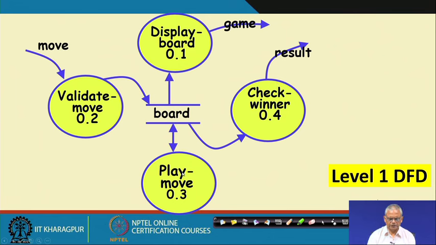But just remember that this is a data flow model, and therefore, we do not represent control aspects like which bubble will operate after which one. Those are not really important to our design. We are just identifying what are the sub functions of the play move and the handle move. A move is made by the human player. What are the sub functions of the handle move, and then we just represent them here.